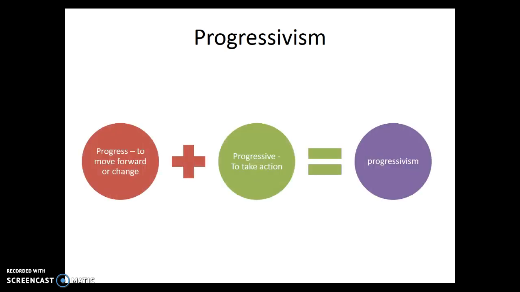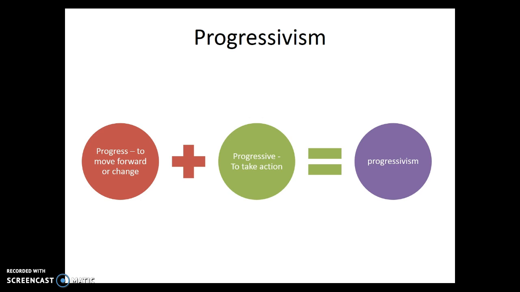And you can think about what the words progress or progressive mean as depicted in the video. So progress means to move forward or change, and progressive means to take action. So progressivism would mean to take action in order to create change. And specifically, the definition of the progressive movement is a movement in the early 1900s aimed at correcting social injustice, reforming government, and restoring economic opportunity for all Americans.